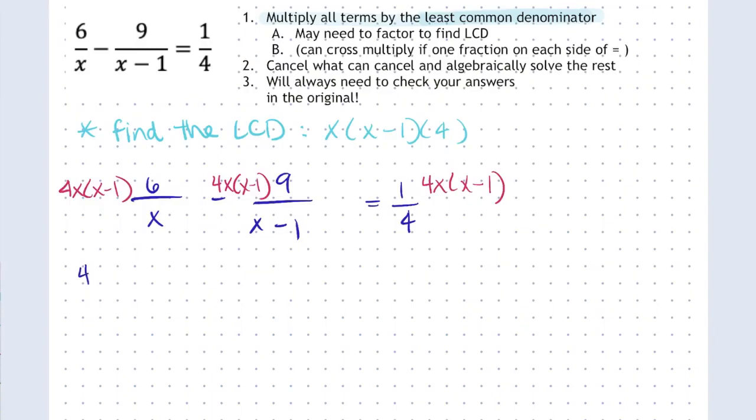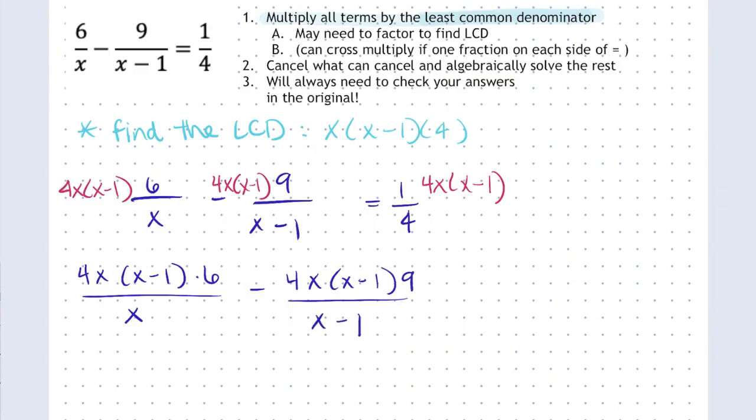We'll have 4x times (x minus 1) times 6 over x, plus 4x times (x minus 1) times 9 over (x minus 1). And you don't want to multiply any of this out, because the idea here is that stuff is going to cancel. So you want to leave it in factored form. 4x times (x minus 1) times 1 all over 4.